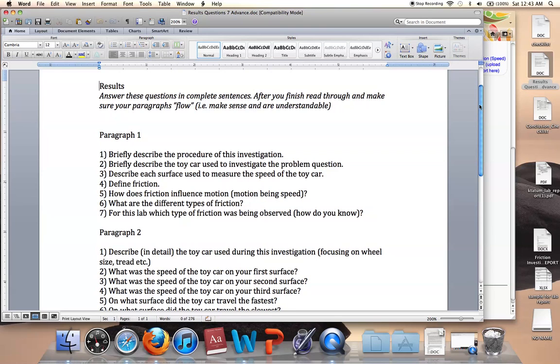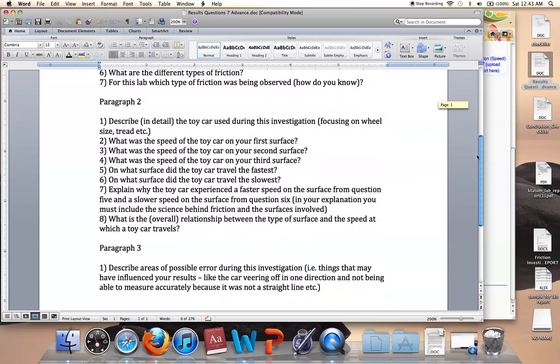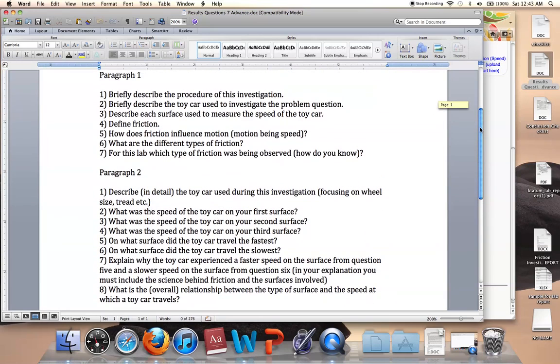Notice that it's broken down into 3 paragraphs, so I do expect to see 3 different paragraphs for your results section. Each paragraph asks you a series of questions, and if you answer them in complete sentences, then you should see that it's analyzing the information from this lab.